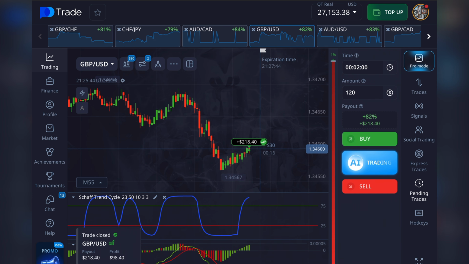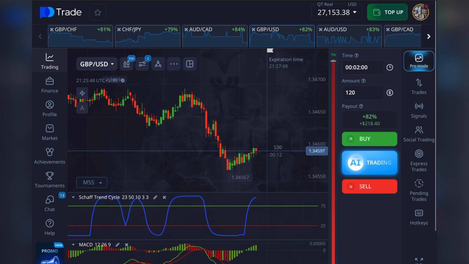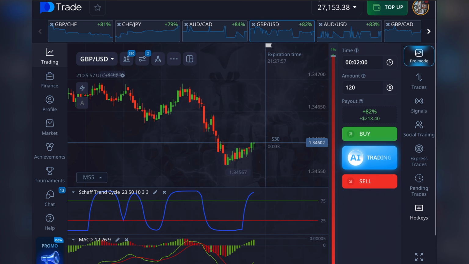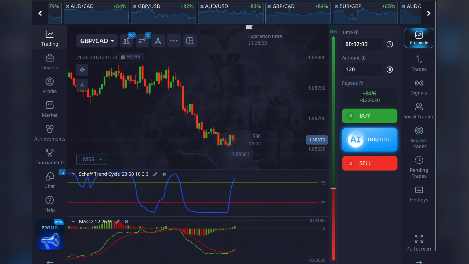This setup closed in the expected direction. More importantly, the key point here was that both indicators started showing a similar change in momentum. Now, let's continue with the next chart and see whether we can find another clear confirmation.